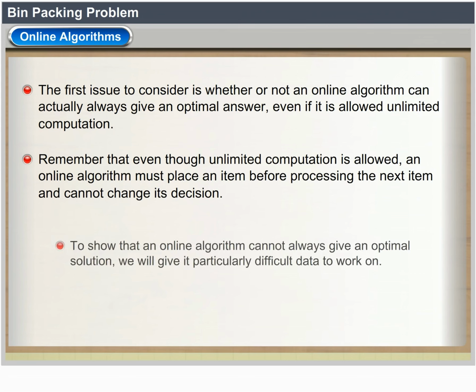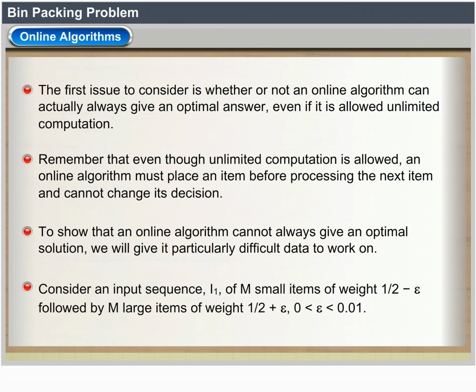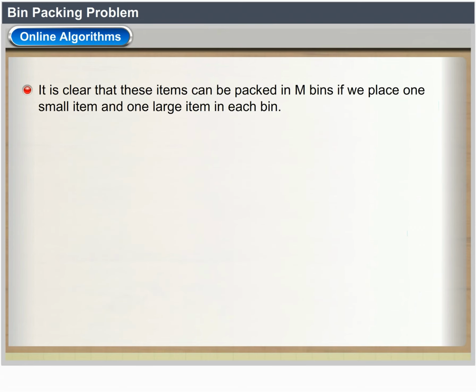To show that an online algorithm cannot always give an optimal solution, we will give it particularly difficult data to work on. Consider an input sequence I1 of m small items of weight 1/2 minus epsilon followed by m large items of weight 1/2 plus epsilon. Epsilon lies between 0 and 0.01. It is clear that these items can be packed in m bins if we place one small item and one large item in each bin.